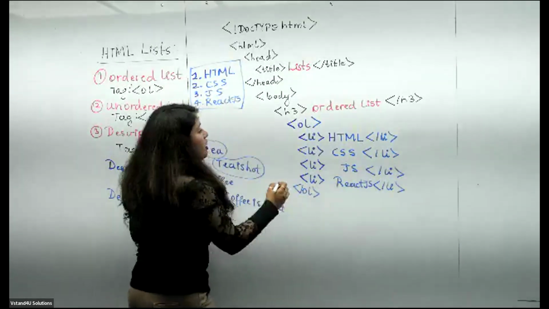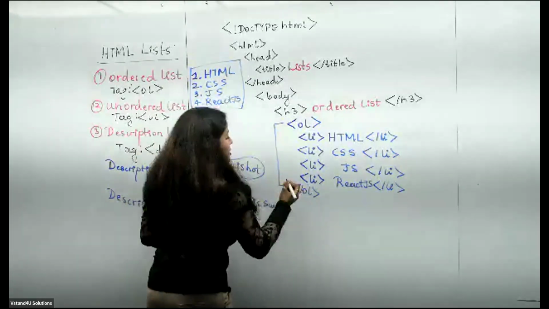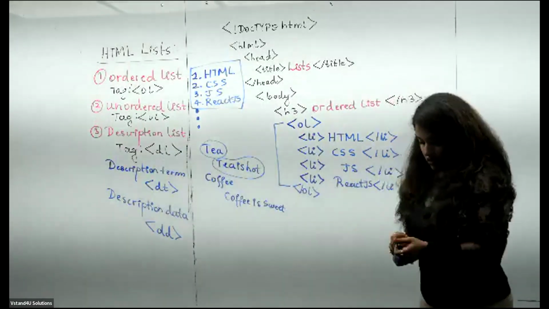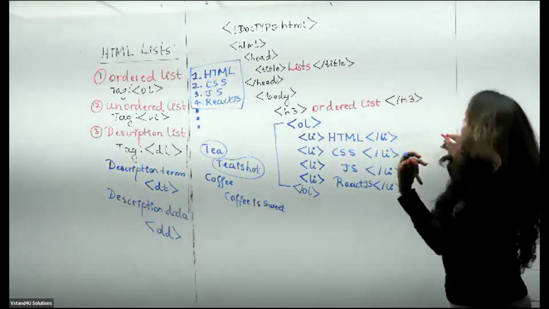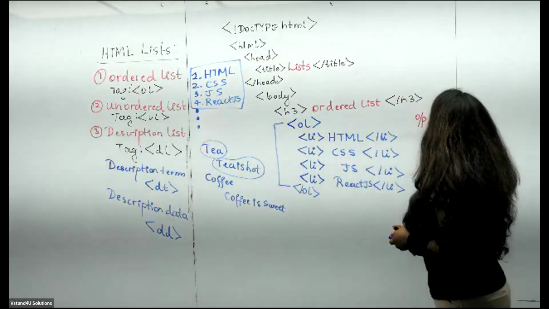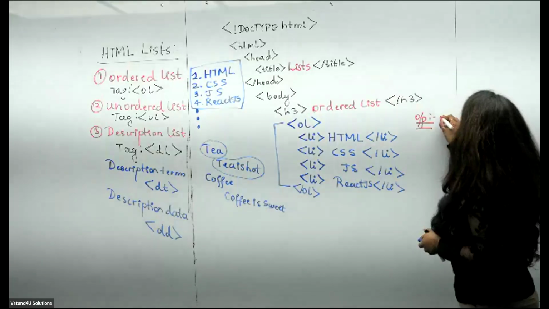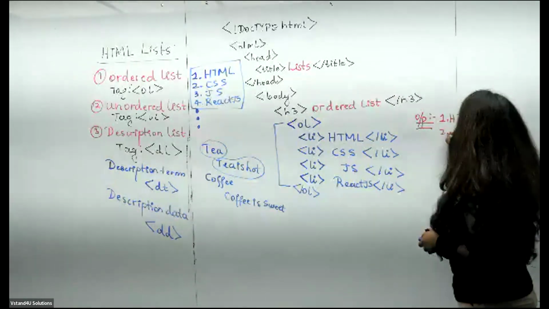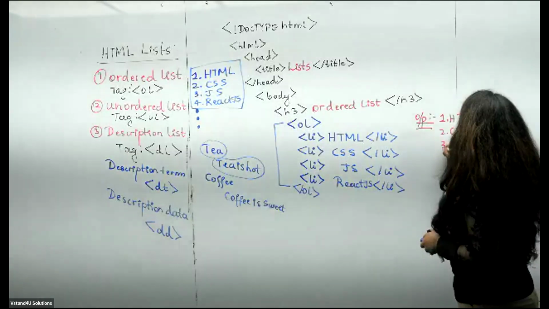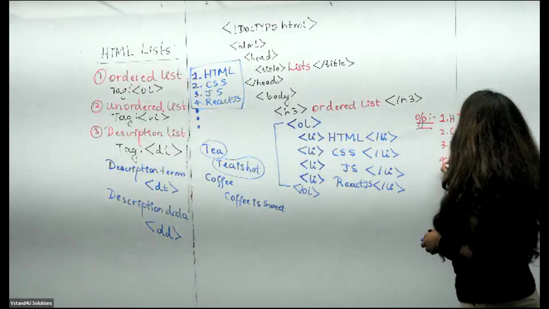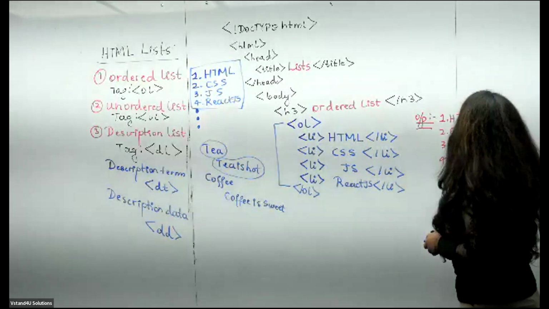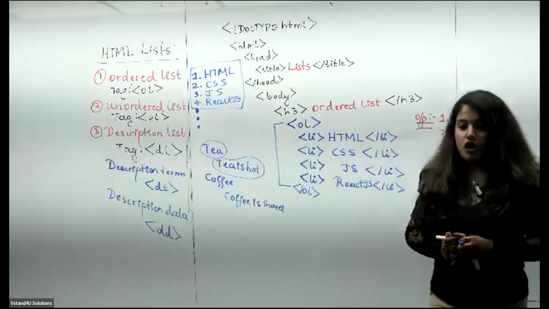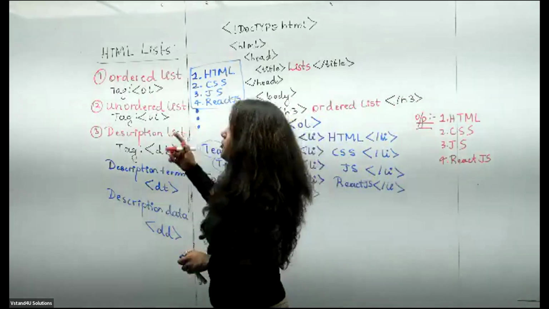Now tell me how this output will be displayed. How this output will be displayed? So this output, if I write the output here, it will be displayed like this. First one, HTML. Second one, CSS. Third one, JS. And fourth one, you will get it as React. Clear till here? Done? So now, what is the second type of list?